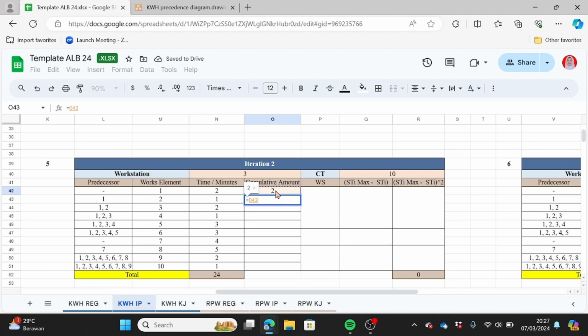Next, cumulate in the same way as before. 2 plus 1, 3 plus 2, 5 plus 1, 6 plus 3. Okay, this is one workstation. Then 3 plus 4, this is workstation 2. And then 5 plus 2, and then 2 plus 1. This is workstation 3. Then proceed with the reduction time, that is, find the highest value on all workstations minus the total time on each workstation, and then square.